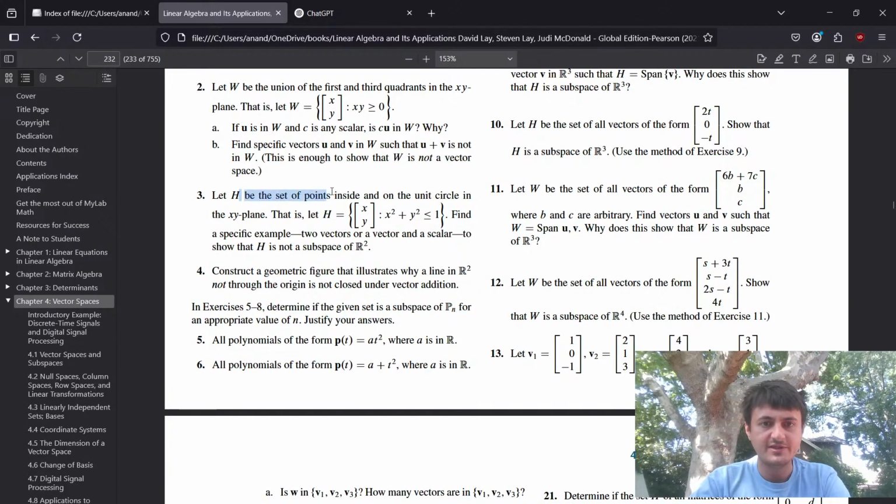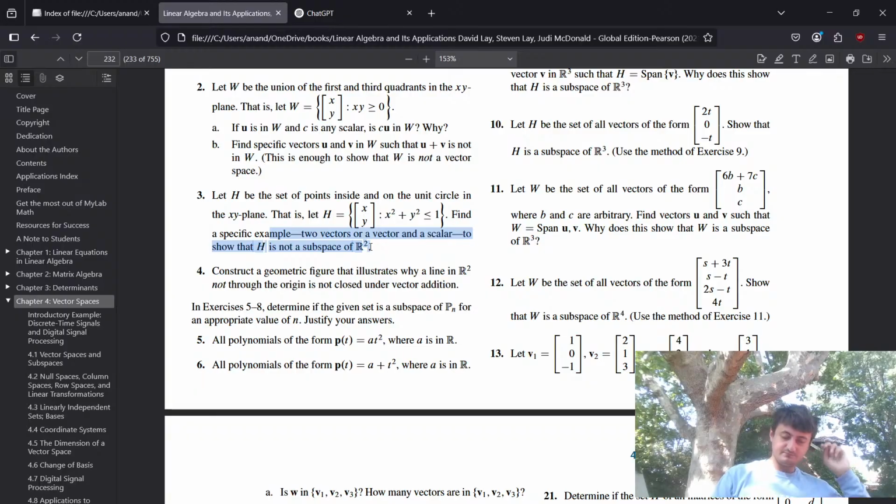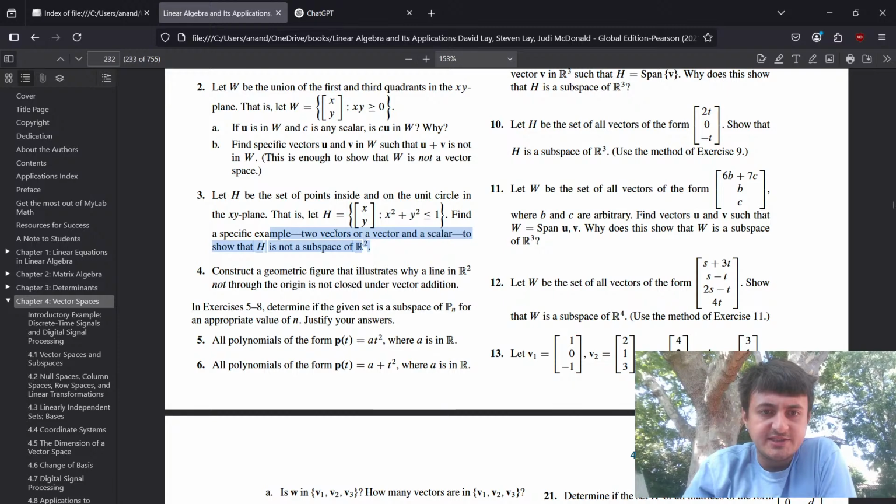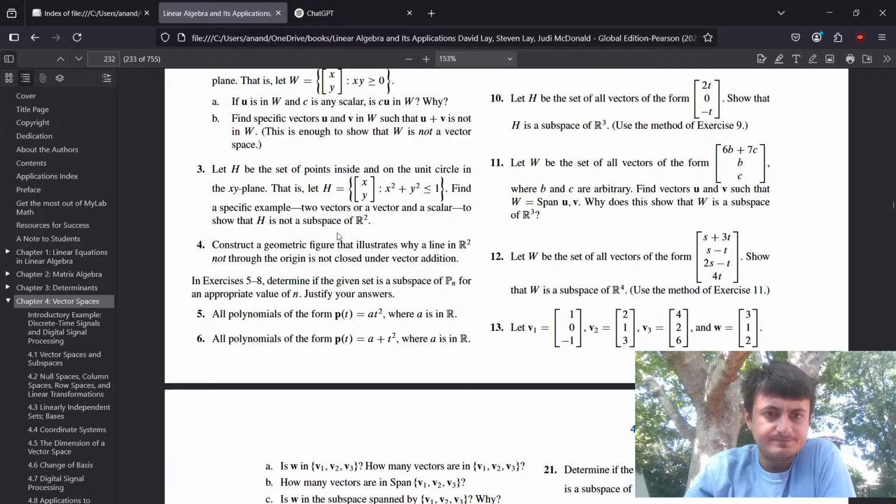Okay, let H be the set of points inside and on the unit circle. Find a specific example, two vectors or a vector and a scalar. Wait, why don't you just take (1, 0) and c equal to 2? Right? All right, I'll write these out just for posterity.